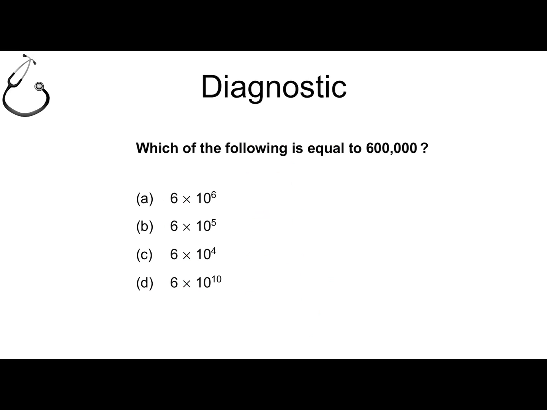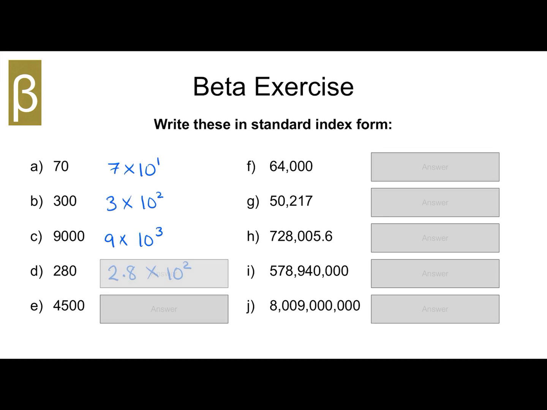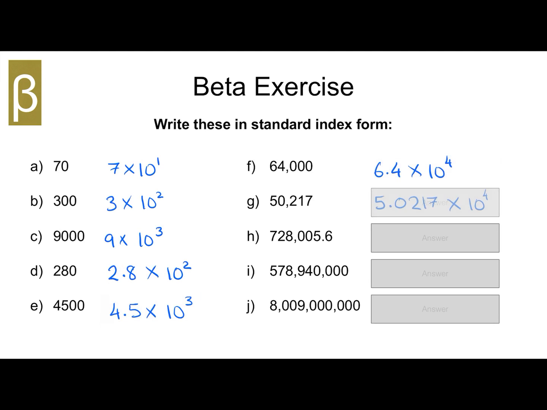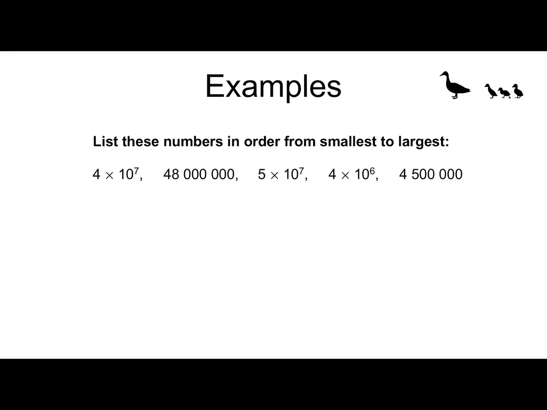Okay, which of the following is equal to 600,000? If you realise it's going to be this one. Okay, here are some questions for you to do. You need to write these in standard form. Stop your video and have a go. Okay, here we go. Let's write these answers down. Okay, check your work. If there's any you got wrong and you don't know why, just come on the call and ask me, and I'll be happy to help you.